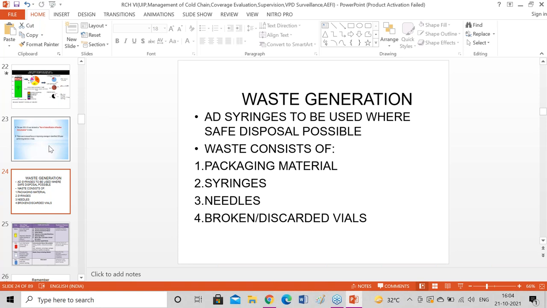Now, waste in case of an immunization session might consist of what? It might consist of the packaging materials, syringes, needles, broken or discarded vials. So where to throw what? I hope you all have had classes on biomedical waste management, and you all know which colored bins are used for discarding which kind of waste. So just to help you recall, general waste is thrown in black bins. If you have any infectious waste which is plastic, you are going to throw it in the red bin. If you have any infectious waste that is non-plastic, you are going to throw it in the yellow bin. Any metallic sharps are going to go in the white. And any glass ampoules or glass waste is going to go in the blue colored box.